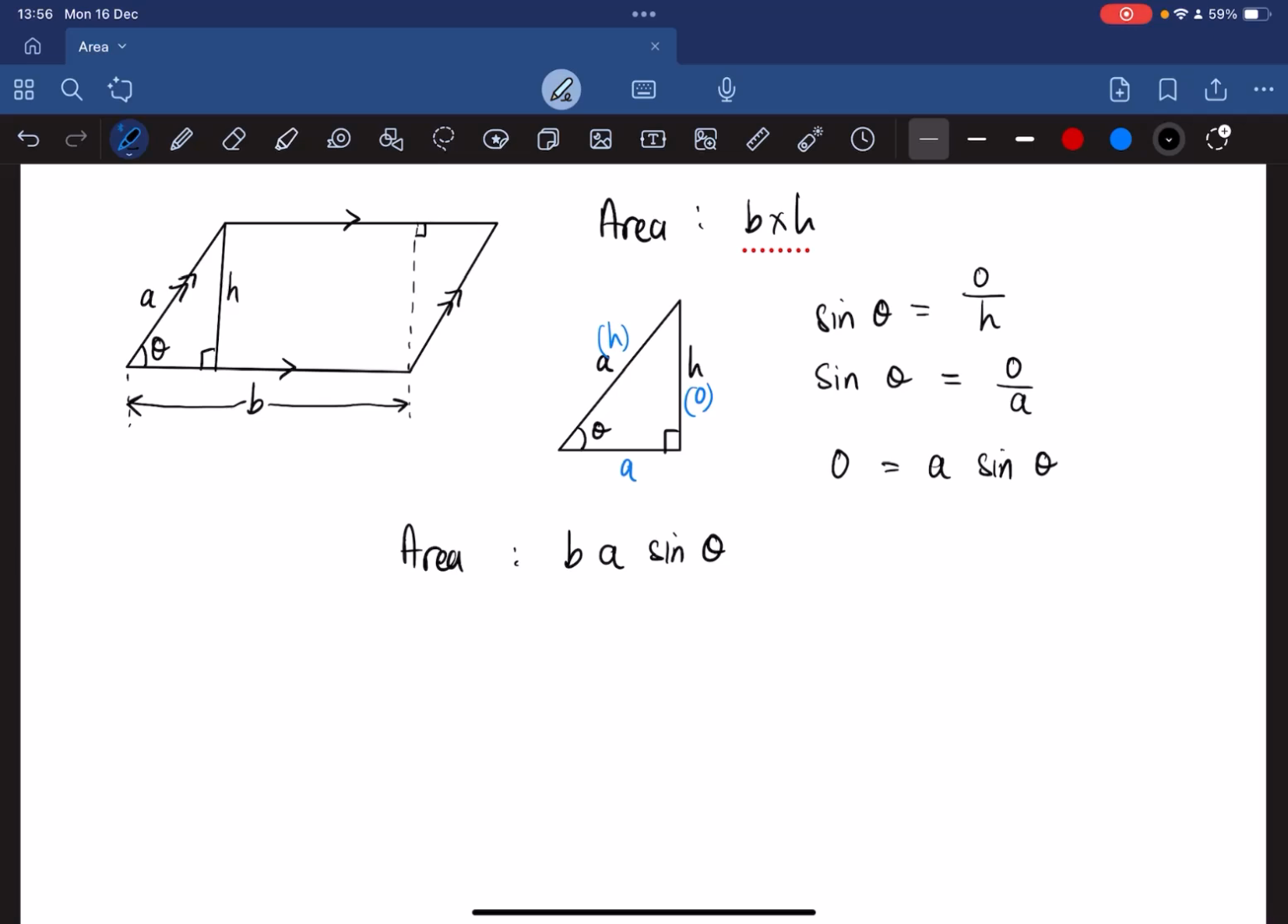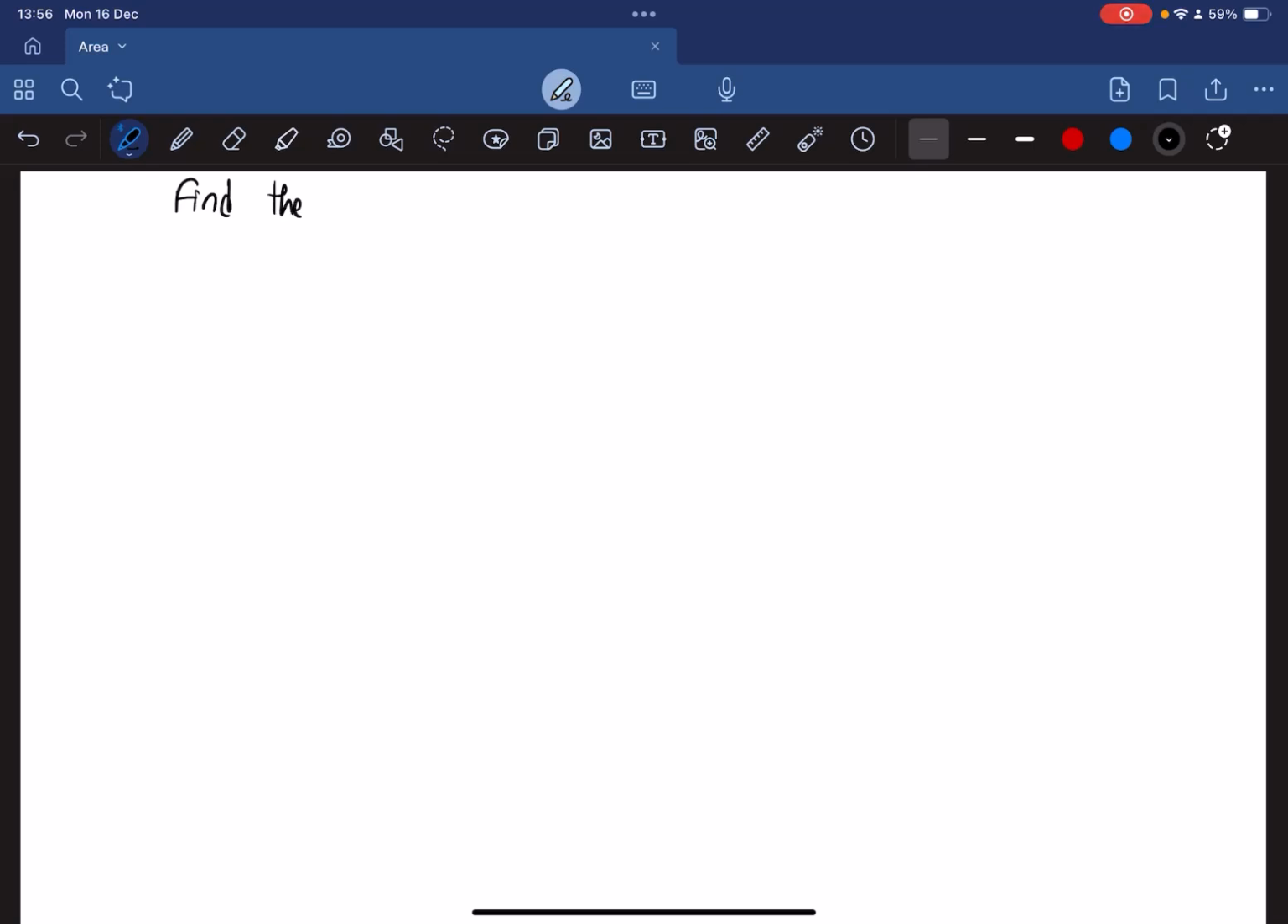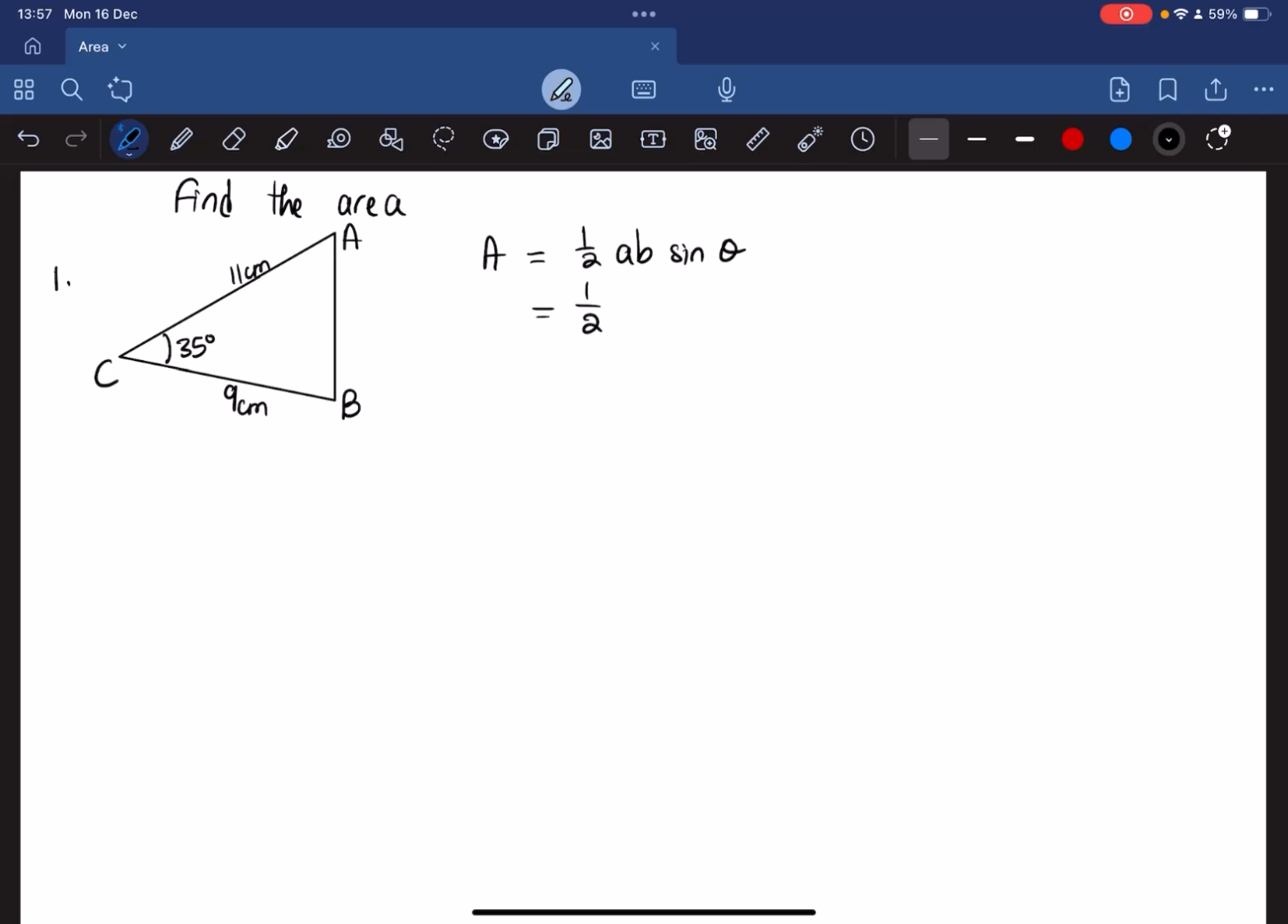I'm going to go ahead and do a few examples. And in all these examples, we're going to be finding the areas of the given shape. Number 1, we have a triangle ABC with two sides and an angle. So from the formulas that we got, our A is equal to half AB sine theta. Substituting the known values, we have half multiplied by 11 multiplied by 9 sine 35. And our answer correct to 1 decimal place will be 28.4 square centimeters.